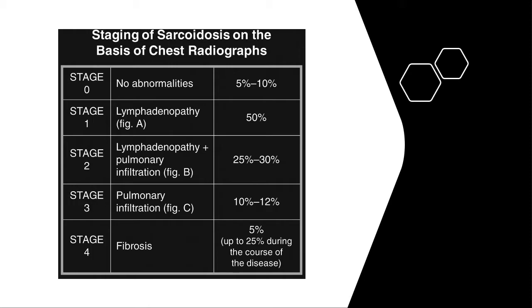Approximately 5 to 10% of patients have stage 0 disease, 50% stage 1, 25 to 30% stage 2, and 10 to 12% stage 3. Although in most patients the condition either regresses or remains stable, it progresses to pulmonary fibrosis in approximately 1/4 of patients. Generally, pulmonary function worsens with more advanced disease stages. Spontaneous remission occurs in 60 to 90% of patients with stage 1 disease, in 40 to 70% with stage 2 disease, in 10 to 20% with stage 3 disease, and in 0% with stage 4 disease.